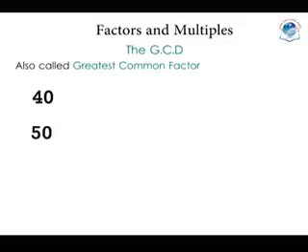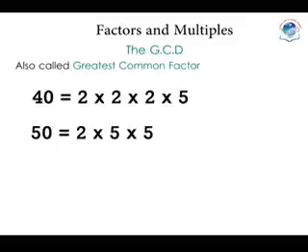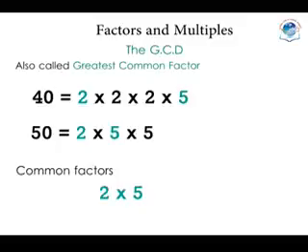Let's look at 40 and 50. 40 is equal to 2 times 2 times 2 times 5, and 50 is equal to 2 times 5 times 5. The common factors are 2 here and also 5. So we have 2 times 5 giving us 10. That's much better.